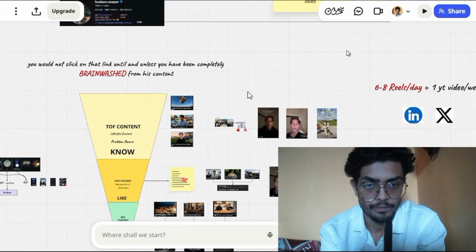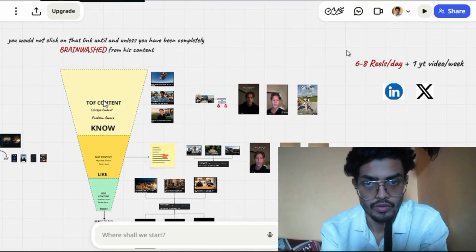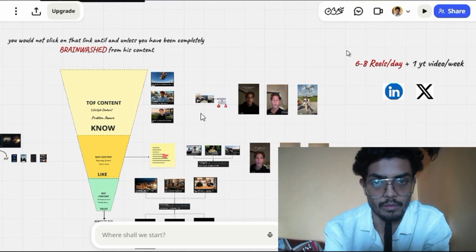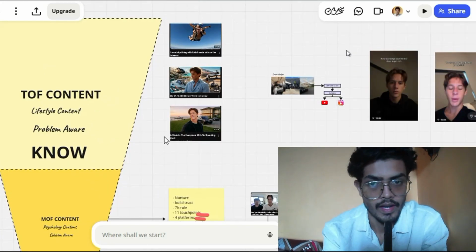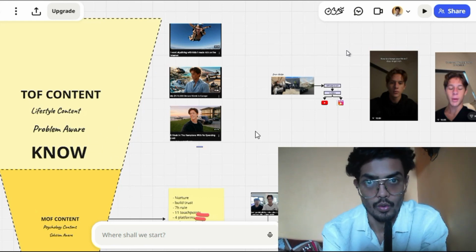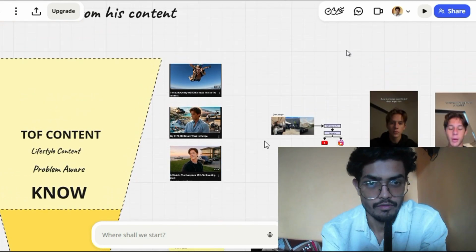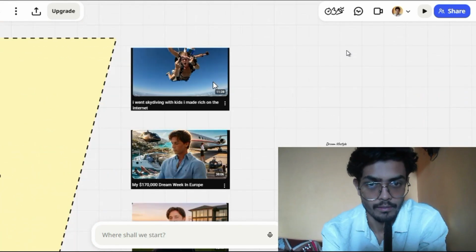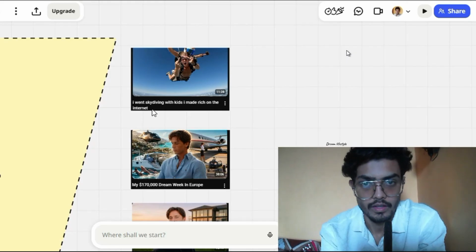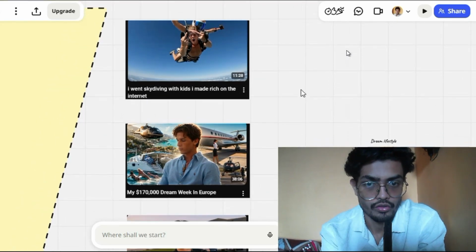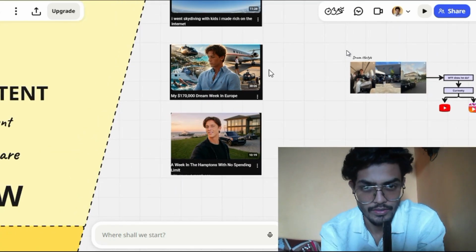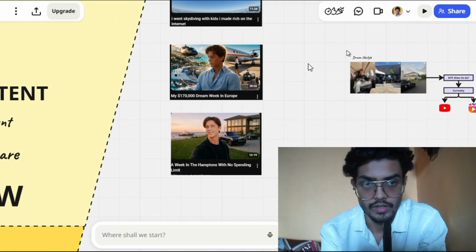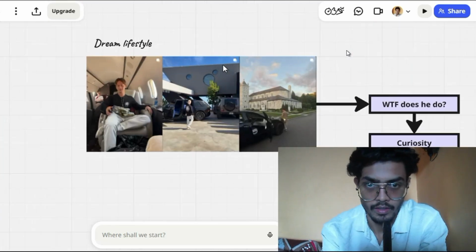So I have broken down this entire content strategy into top of the funnel, middle of the funnel, and bottom of the funnel content. The top of the funnel content is mainly lifestyle content targeting those people who are problem aware. The purpose of this content is for people to know him and like him, so it is very broad content targeting almost everyone. For example, "I went skydiving with my kids and became rich" is showcasing his lifestyle and attracting a broad audience. Even his Instagram carousels are the same thing, attracting a broad audience.